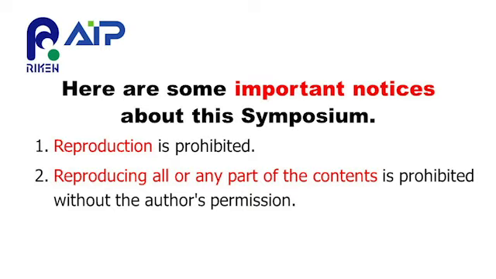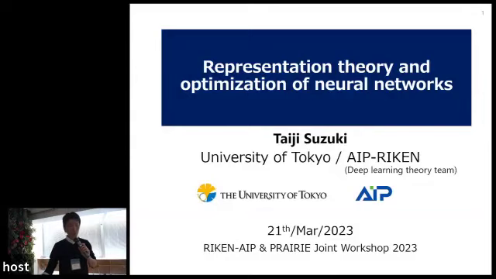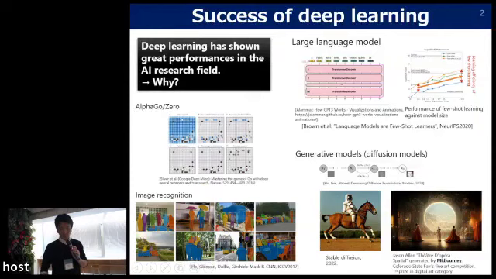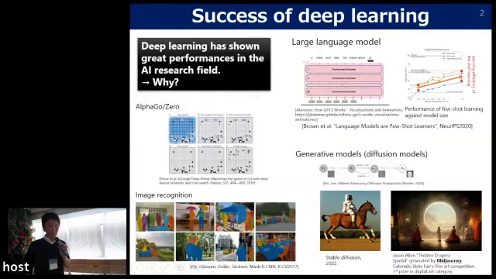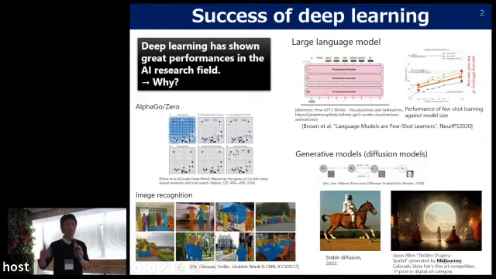Today I want to talk about the representation theory and optimization theory of neural networks. My group is working on deep learning theory. You have seen many huge successes of deep learning in many applications, like large language models and diffusion models. Basically, we want to know why deep learning works so well in practice, and we want to clarify what is going on inside deep learning. We want to characterize what the essence of a good learning system is. So that is the purpose of our team.